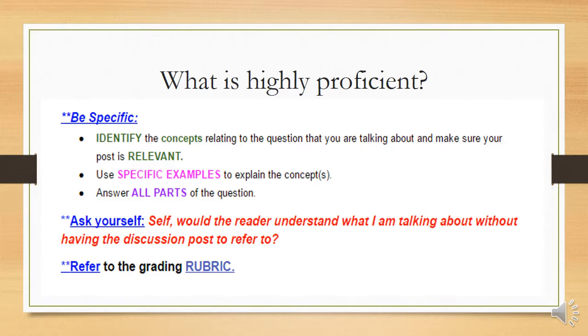So what is highly proficient in terms of the rubric? Remember I showed you it had the question that had highly proficient, partially proficient, and that type of thing. So you need to be specific, identify concepts and things that are relevant. You need to use specific examples if possible. You need to answer all parts of the question. Biggest thing here, ask yourself, would the reader understand what I'm talking about without having the discussion post to refer to? The answer should be yes, which goes with the examples I gave you before. And then always refer to the grading rubric.